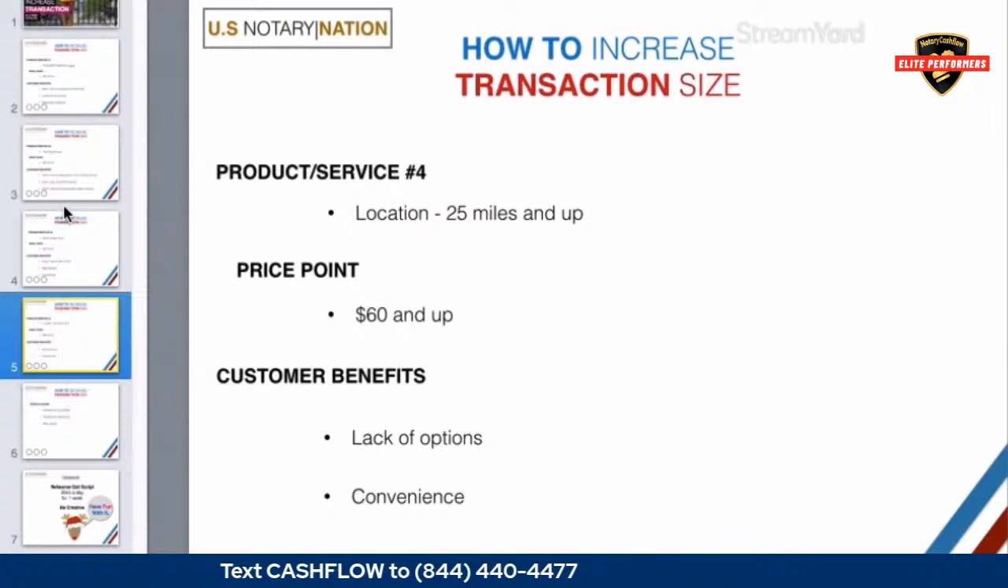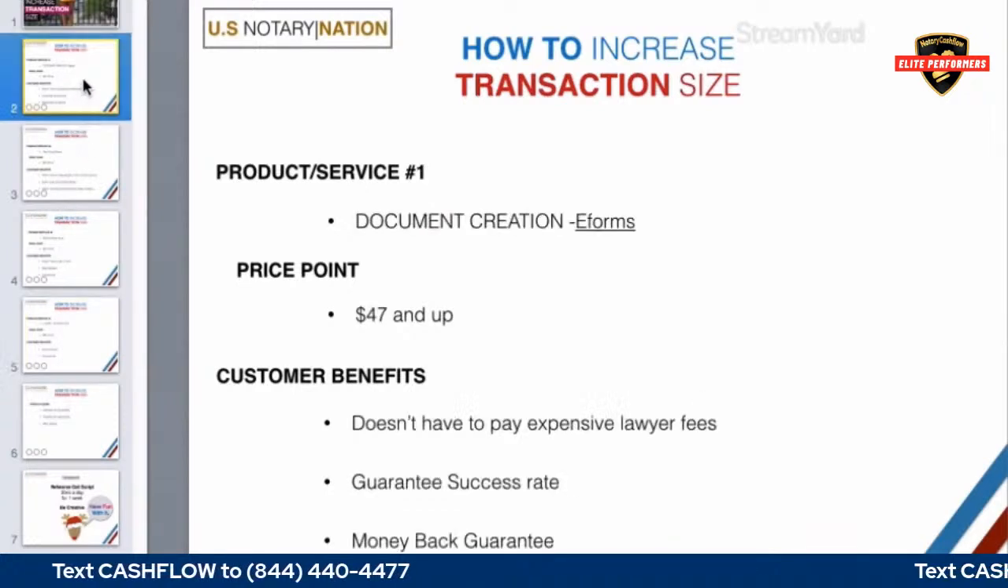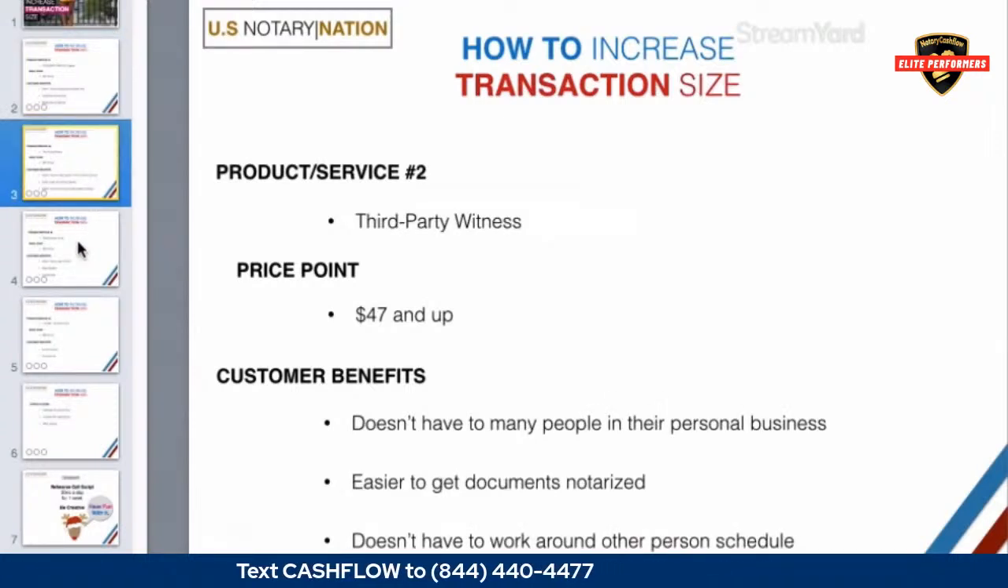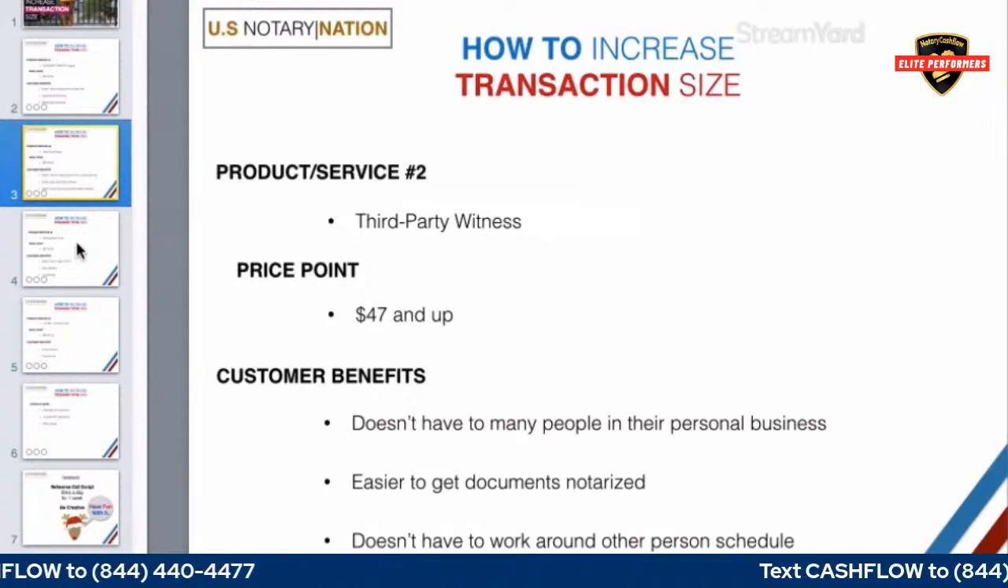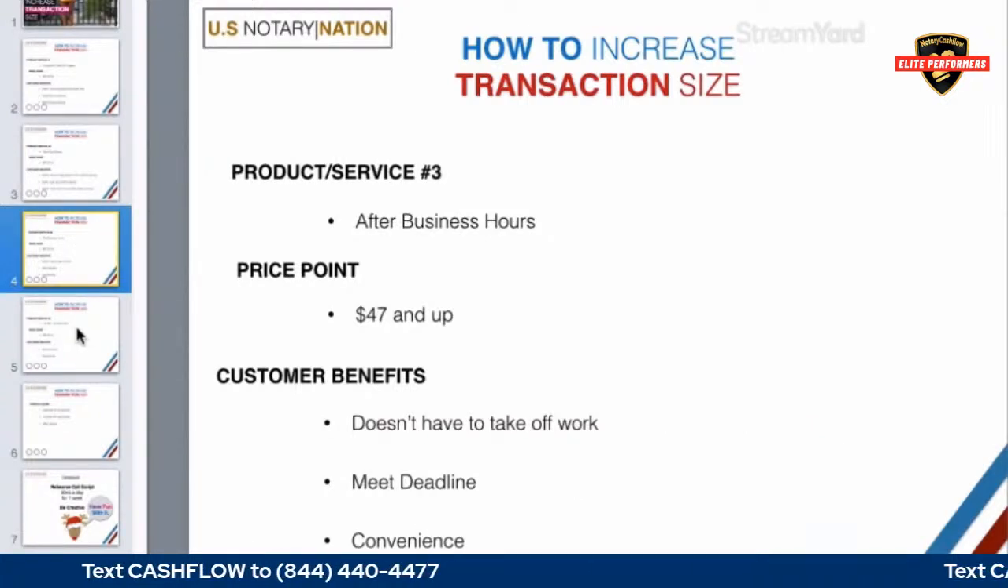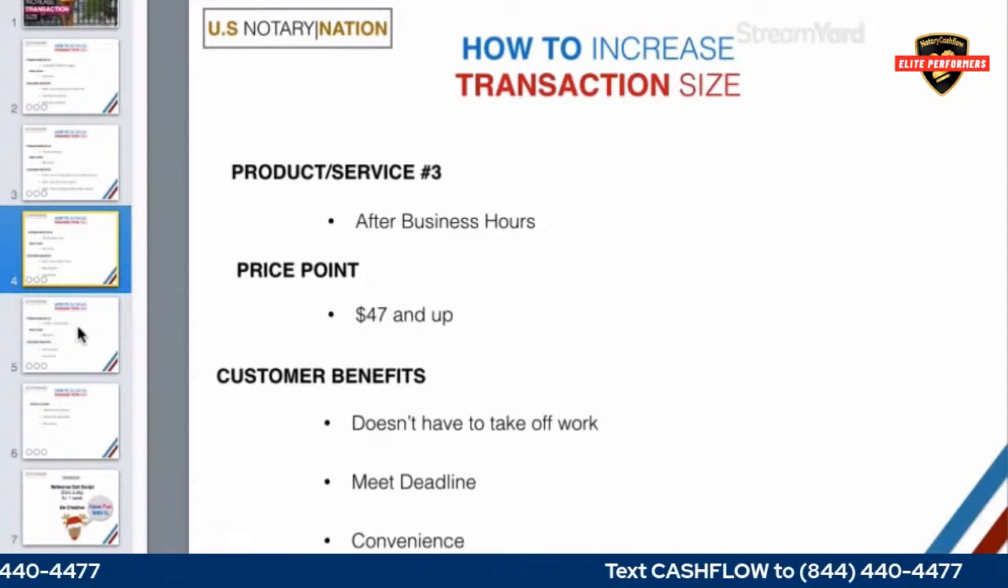Number one, e-forms, aka document creation. Charge anywhere from $47 and up. The second one is third-party witness. You can't provide a third-party witness? We can provide one for you. That's anywhere from $47 and up. After business hours. It's after business hours, 8 o'clock, you need a notary to come out to your home. That's going to be an additional premium, $47 and up right there again.